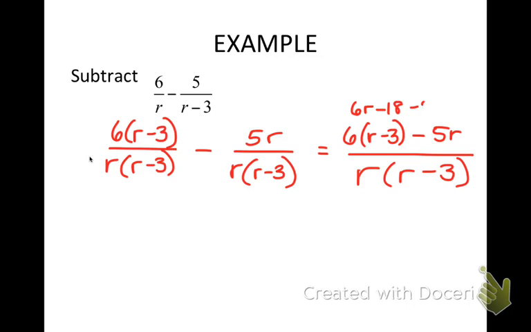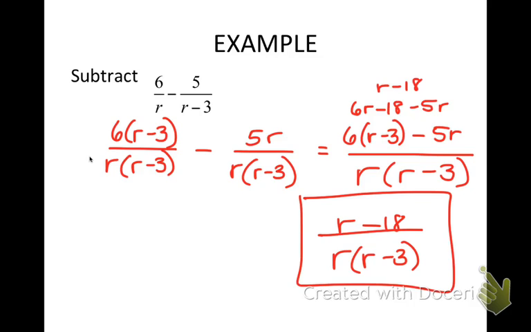6r minus 18 minus 5. Negative 18 and negative 5 combines to make, what, negative 20? Oh, 5r. Never mind. Thank you. So 6r and a minus 5r would be 1r. 1r minus 18. Can I factor out a GCF or anything out of that? No. So I can't cancel out my r minus 3s. I can't cancel out an r. So my end result will be r minus 18 in my numerator, all over r times r minus 3. That's in the most simplified form.